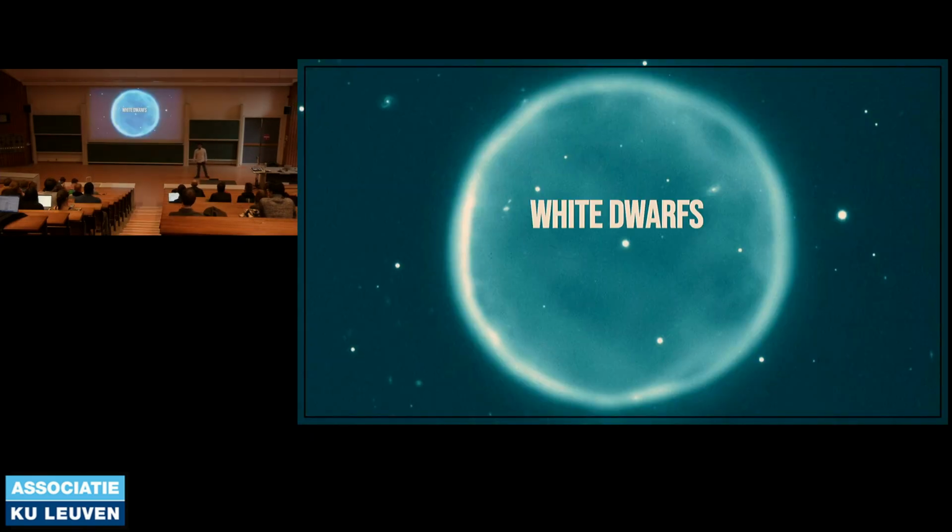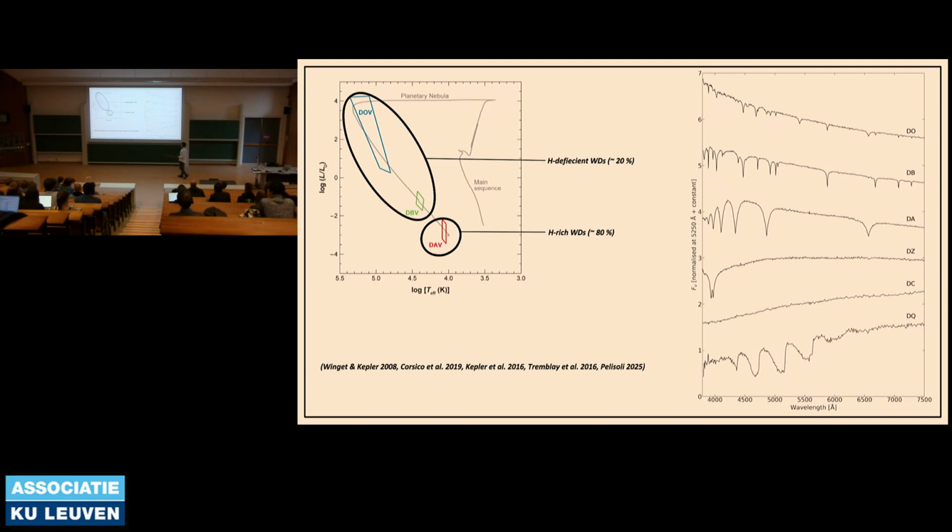So let me talk a little bit about white dwarfs as well. White dwarfs are the final stage of more than 95% of all stars in the Milky Way, right? And therefore, they are quite fundamental in our understanding of the formation and evolution of stars and planetary systems. There are basically two main groups of white dwarfs: hydrogen-deficient ones, which correspond to around 20% of the population, a result that comes from SDSS by the way, and the vast majority, 80%, which are hydrogen-rich enveloped. They have a hydrogen envelope, and we call them DA.